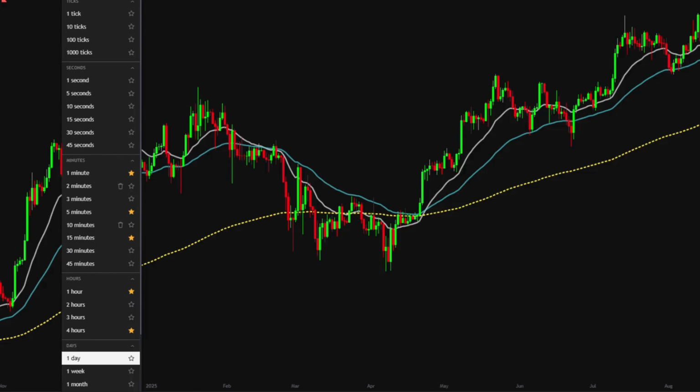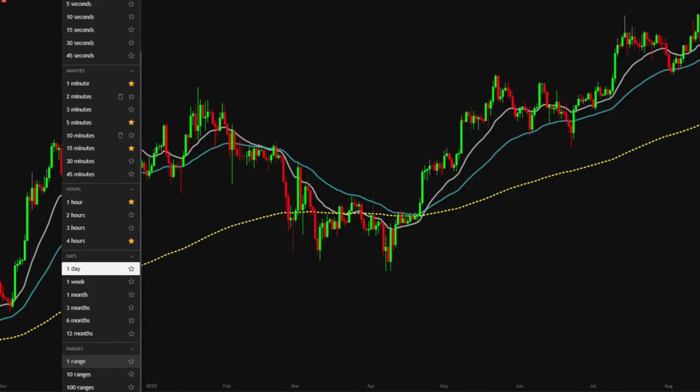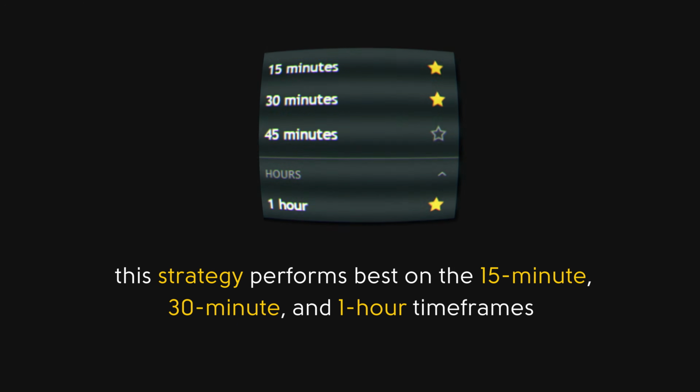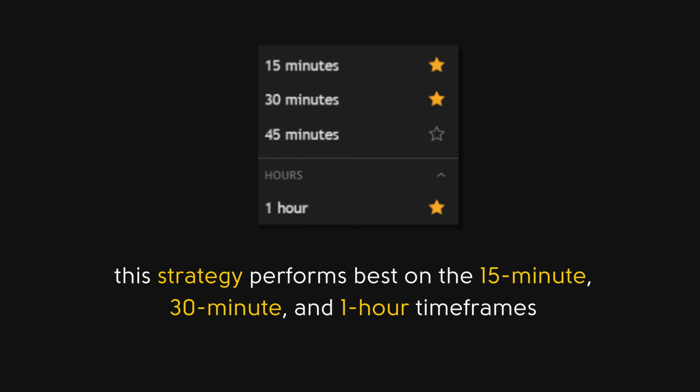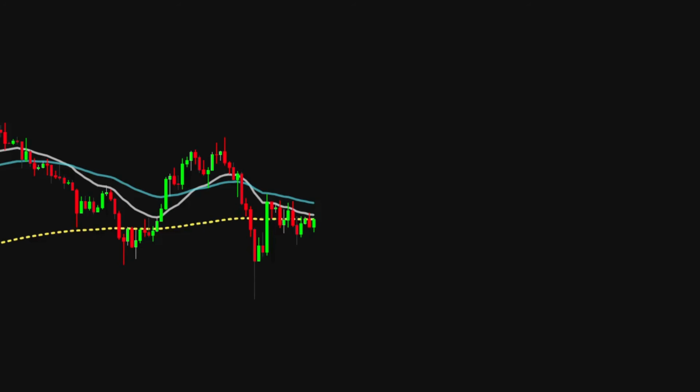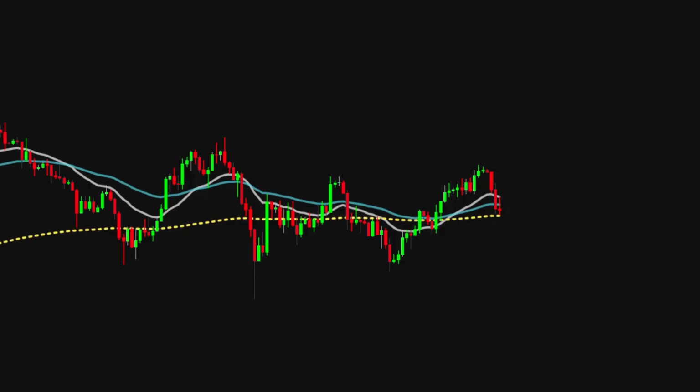Timeframe selection is critical for making this EMA crossover strategy work consistently, because the EMAs behave differently depending on the chart you trade. For higher accuracy and cleaner moves, this strategy performs best on the 15-minute, 30-minute, and 1-hour timeframes, where institutional order flow is clearer and false crossovers are reduced. On these timeframes, the 200 EMA defines true market bias, while the 20 and 50 EMAs reflect genuine momentum shifts rather than noise, allowing trends to develop and continue smoothly.